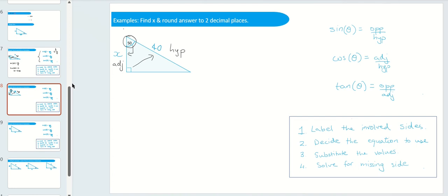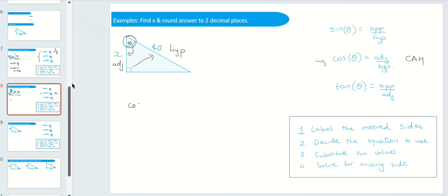So let's do step 2, which is decide the equation to use. So we've got adjacent and hypotenuse here in cos. So we will be using cos. We'll be using CAH, which stands for cos theta equals adjacent over hypotenuse. Now let's sub in our values.